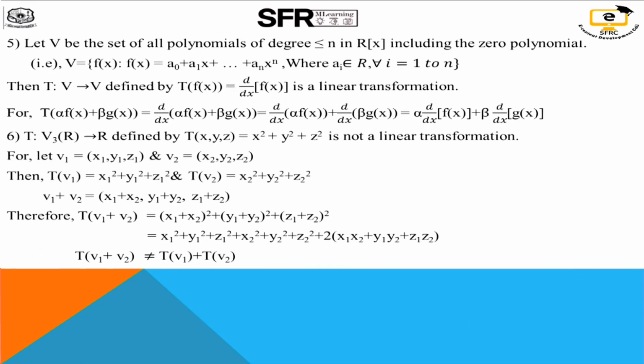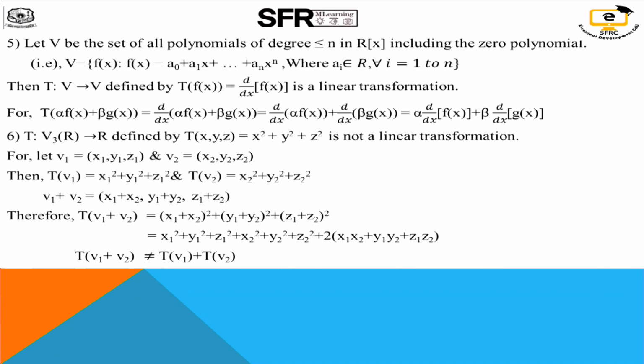Then another example: if you take the domain V, a vector space, consisting of the set of all polynomials of degree less than or equal to n, the coefficients of the polynomials are from the real number system. This set contains the zero polynomial also. Here you prove that T from V to V, defined by T of f of x, whose image is the derivative of the polynomial, is a homomorphism.